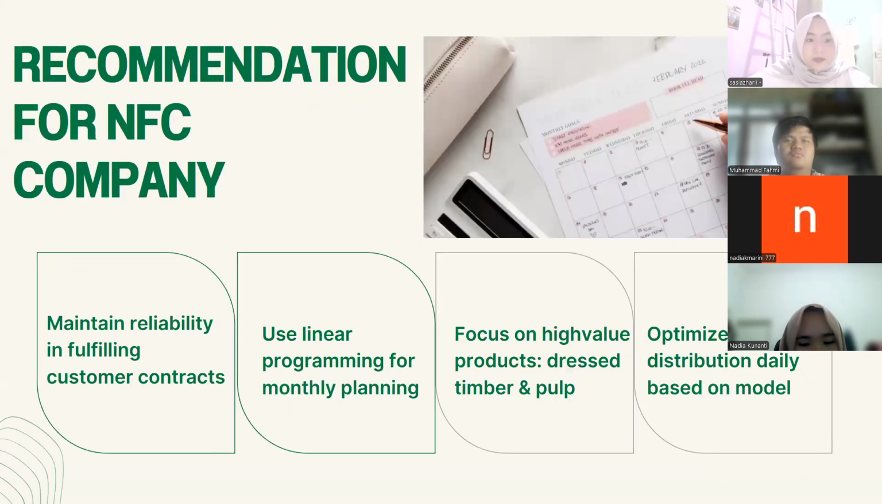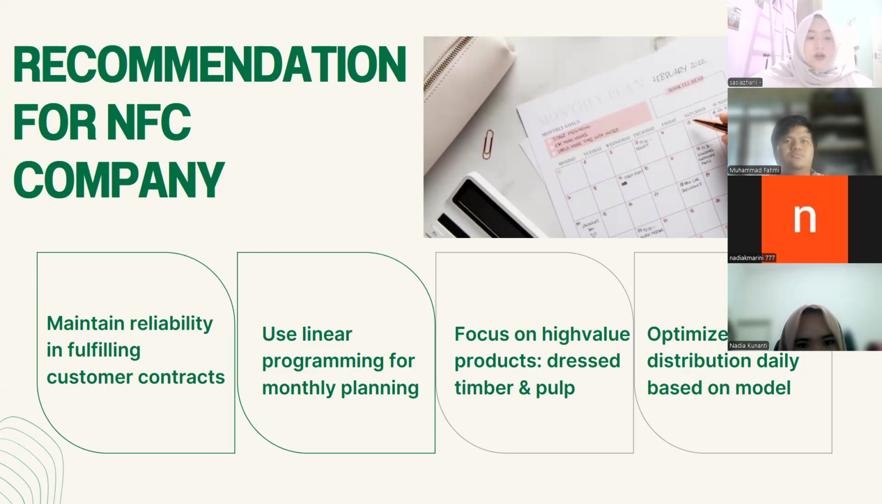So next, this is the recommendation for NFC. Based on the optimization result, we would like to give several recommendations for NFC to enhance their production planning and overall efficiency. The first one is to maintain reliability in fulfilling customer contracts. Ensuring consistent and timely delivery will strengthen customer trust and help NFC maintain long-term business relationships. The second one is to use linear programming for monthly planning. Applying this method on a monthly scale will improve forecasting, resource allocation, and profitability consistency over time.